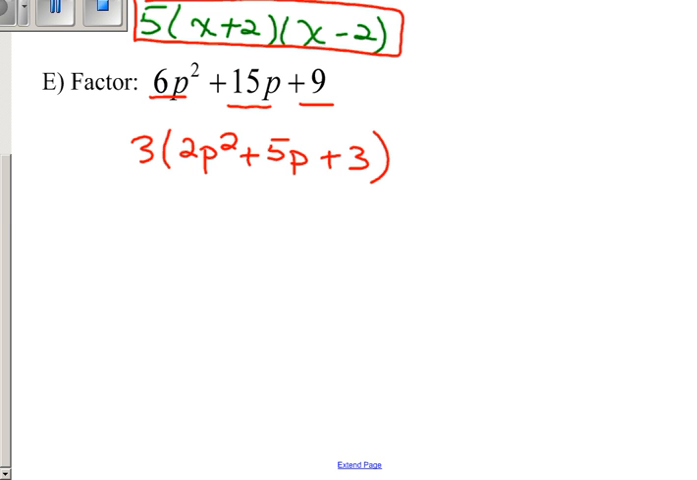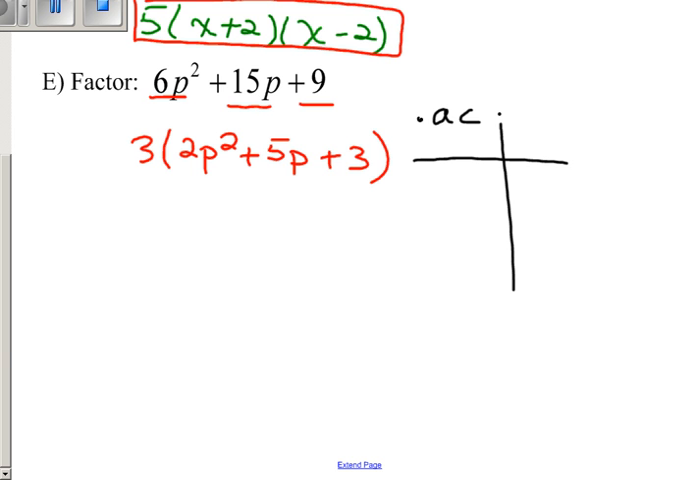So now let's see if this is a perfect square trinomial. Trinomial because it has 3 terms. Is 2p squared a perfect square? No, it's not. So it cannot be a perfect square trinomial. So what do I do at this point? The only thing I have left is the California method.